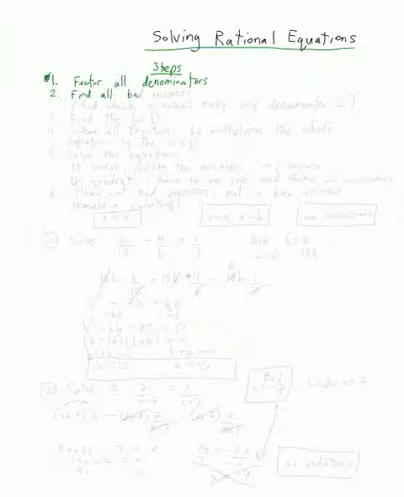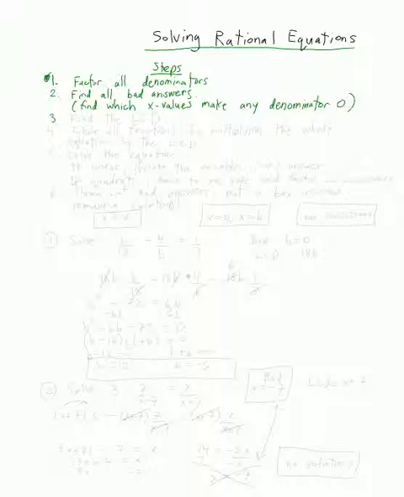Step two, find all the bad answers. Now, what are bad answers? Bad answers are the answers that aren't really answers. They might seem like they're answers, but as soon as you plug them into your equation, you get something that's undefined. So we're going to find which x values make any denominator 0. If it makes the denominator 0, we know that it's undefined, and so that can't really be a solution to your equation.